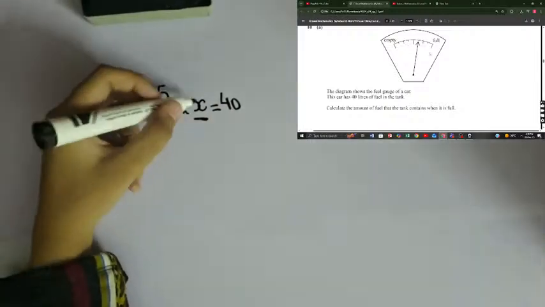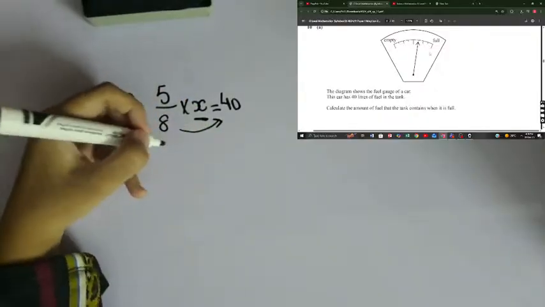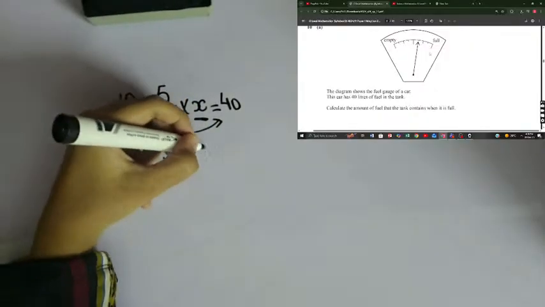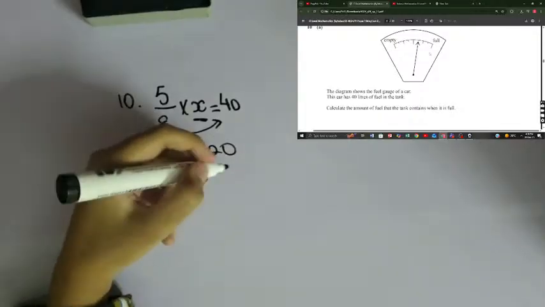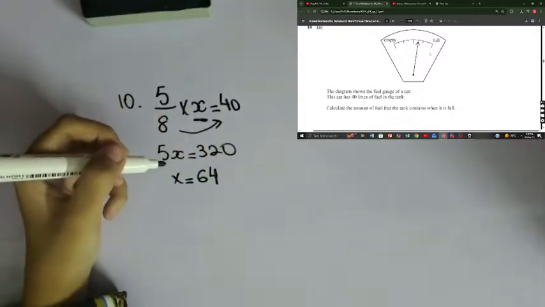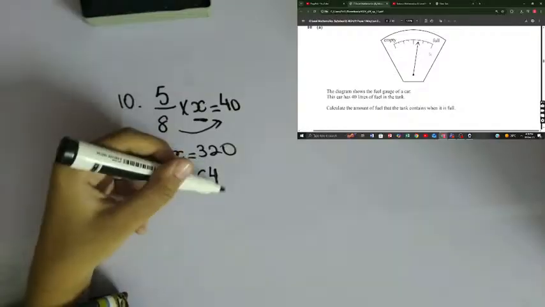So in order to find x, we'll multiply by 8 on both sides, so we get 5x is equal to 320, and x is equal to 64, since 5 6s are 30. So the total number of liters that the tank has when it is full is 64.